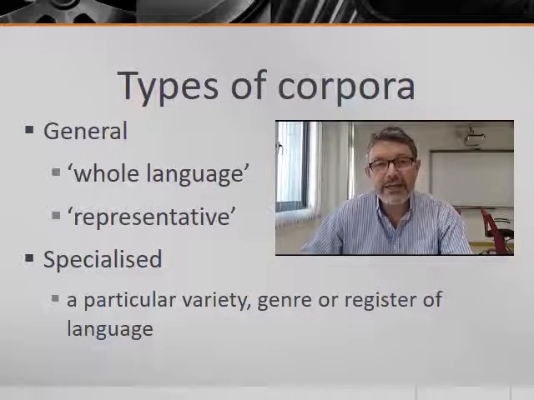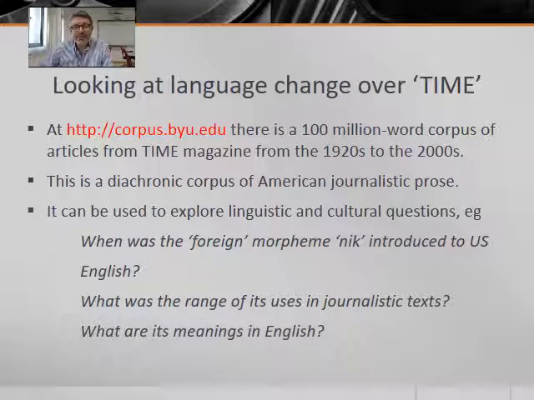Pause the recording and do the second activity. Okay, so let's go through the activity together. We're looking at language change over time, the Time corpus of American journalism. To recap, at the Brigham Young University website, there is a 100 million word corpus of articles from Time magazine from the 1920s through the 2000s.